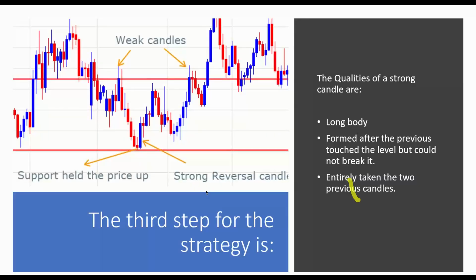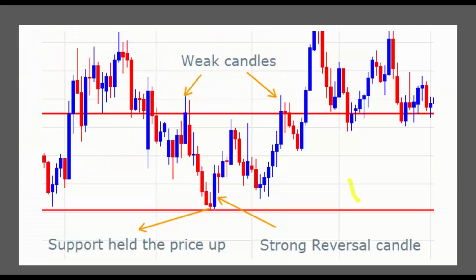So the quality of a strong candle, number one, is a long body, formed after the previous candle touched the level or the zone but could not break it, and it has entirely taken out the two previous candles. You need this specific thing to happen before you can make a trade, because otherwise you're just arbitrarily guessing. Because we get lots of weak candles in support and resistance, and they'll end up closing at it, then they'll break through, and nothing will happen.